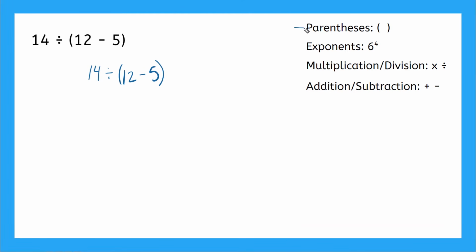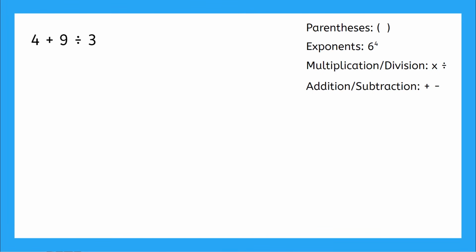First thing, we have parentheses. Do I have parentheses in my problem? I sure do, right here, 12 minus 5. So we do that first. 12 minus 5 gives us 7, and then we have to bring the rest of the problem down. So I have 14 divided by 7, and now division is my only operation, so I can just go ahead and do it. 14 divided by 7 is 2, and there we have it. That's the problem. See, it's not so bad using order of operations, right?